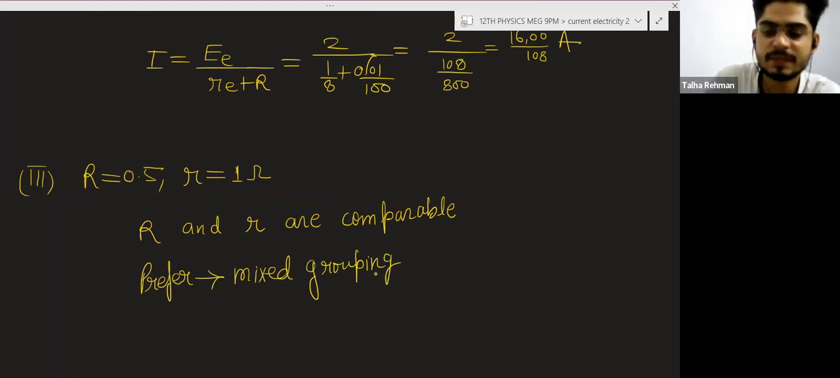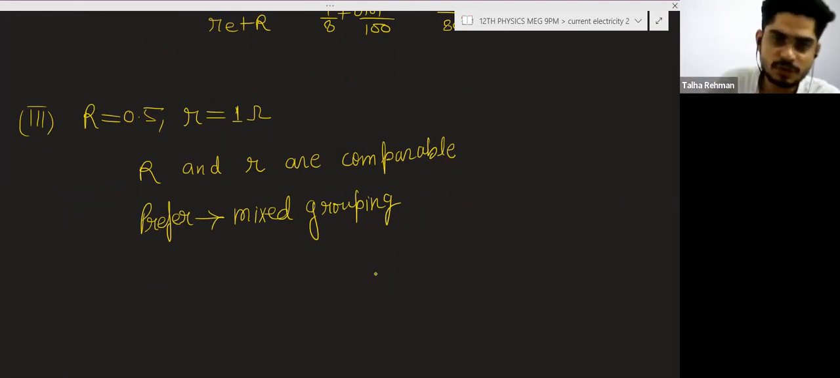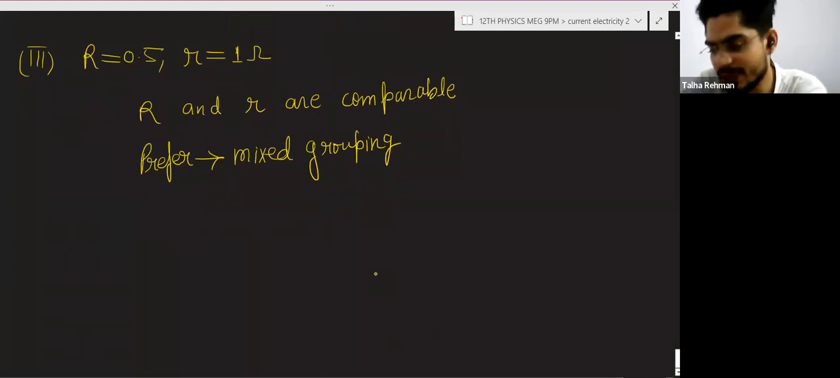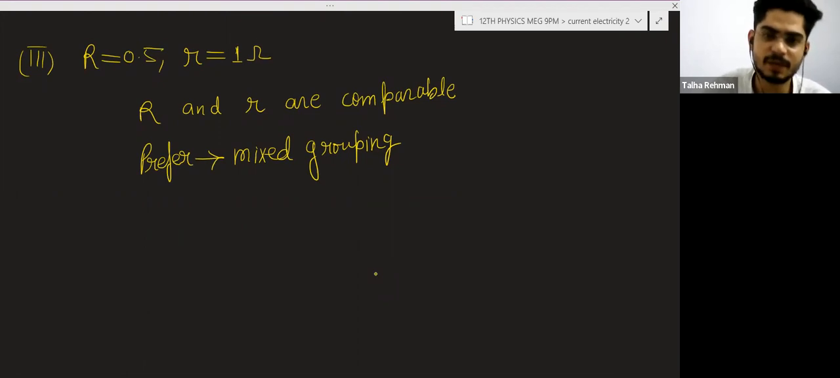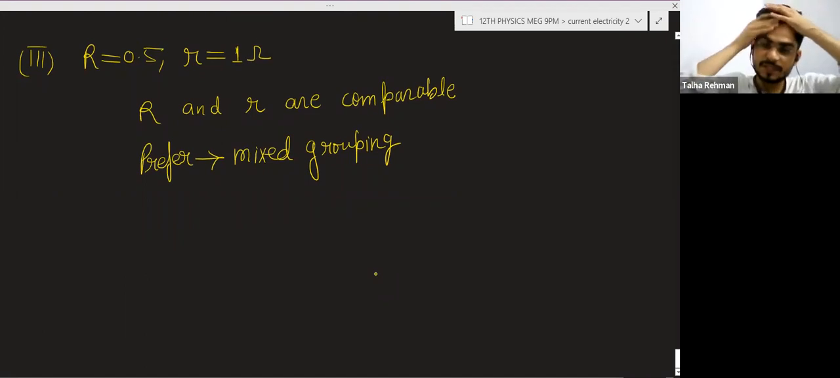So mixed grouping means some cells you will connect in series, some cells you will connect in parallel. Okay, we don't know how many cells we are connecting in series and how many cells we are connecting in parallel. Well, one thing is clear here: external resistance is equal to the internal resistance. Okay, in this case, the external resistance is equal to the total internal resistance.